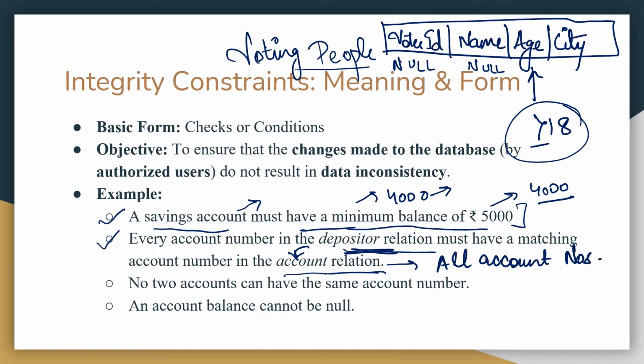So next, let's see the third example. No two accounts can have the same account number. This is also a very generic, simple scenario, because account number is very specific to the account a person has in the bank, right? Every account is handled individually, independently from the others. So every account has a different account number, and that is why we always put the account number in the account relation as the primary key also. So it cannot happen that two accounts have the same account number.